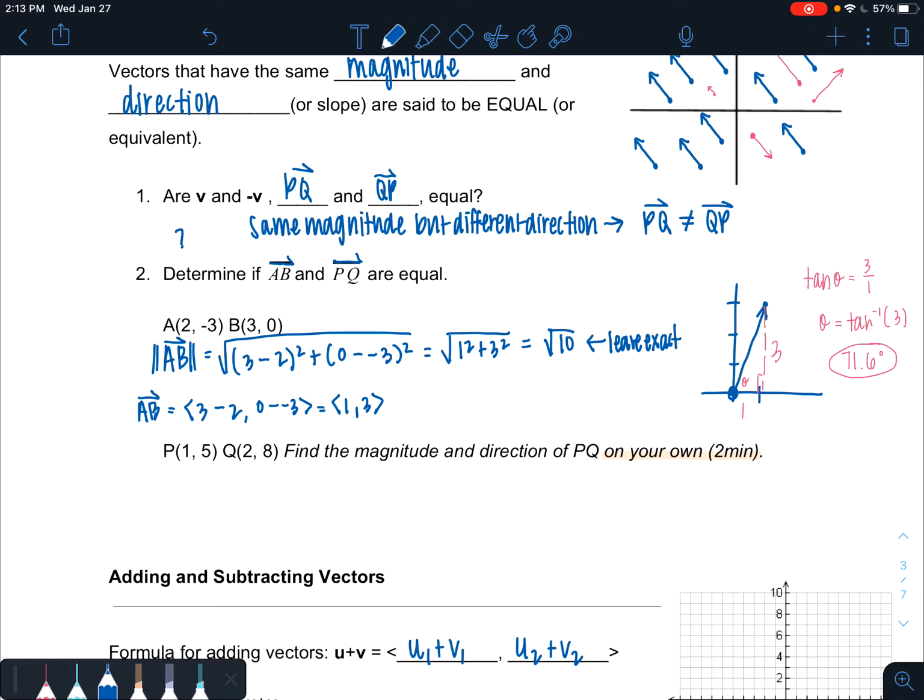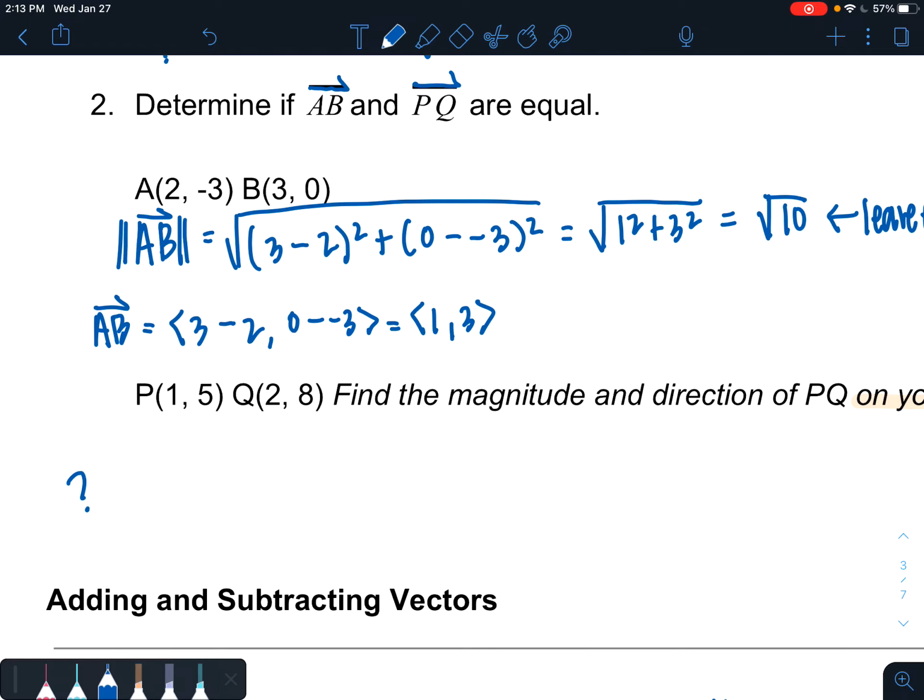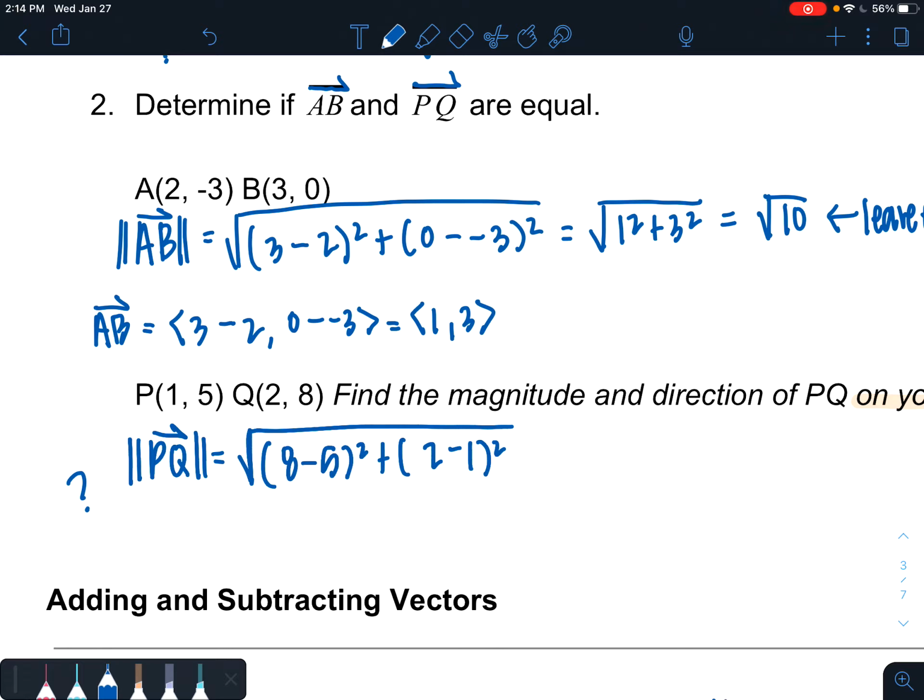And then I want you to pause and go ahead and find the magnitude and direction of PQ on your own. Okay, so for this, you should have had the magnitude of PQ equal to the square root of 8 minus 5 squared plus 2 minus 1 squared. I did mix my x's and y's up, but that's okay because we're just adding them. So we have the square root of 3 squared plus 1 squared, which is the square root of 10. We're good there, so let's keep going.